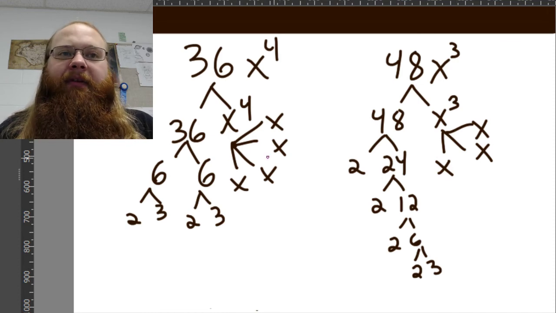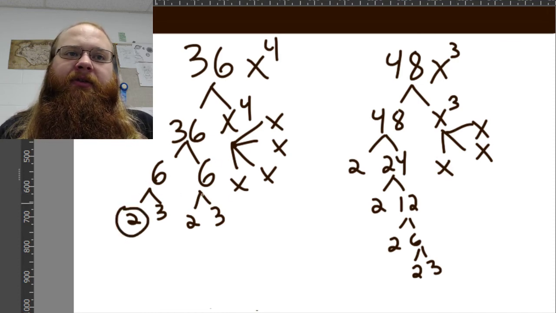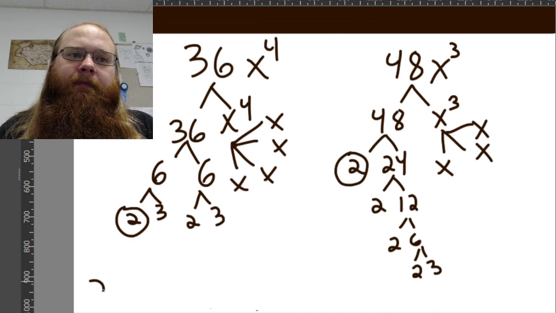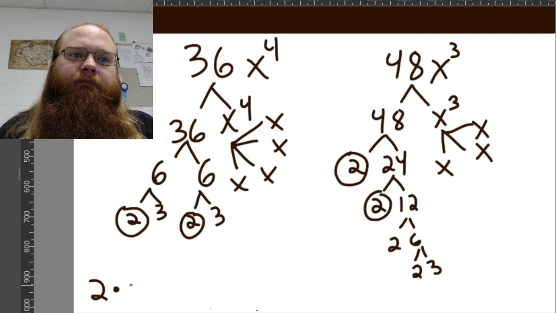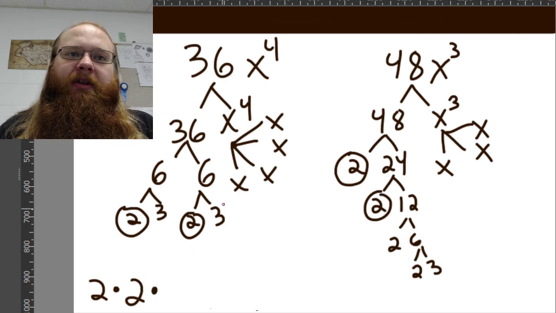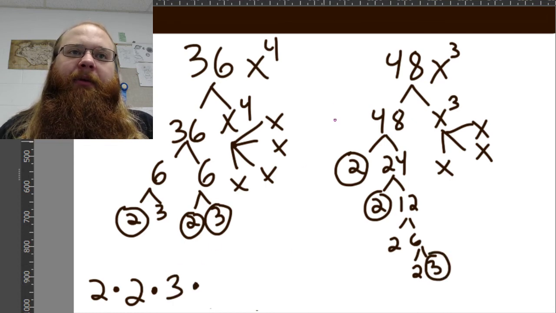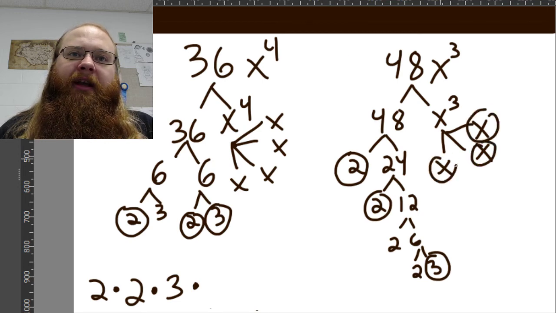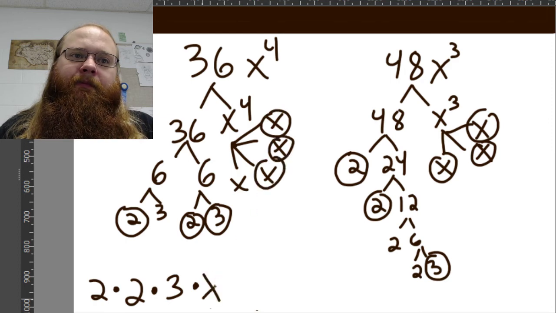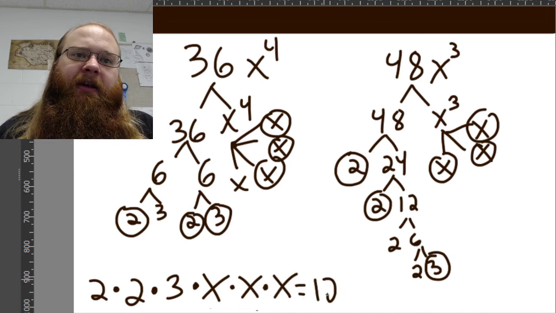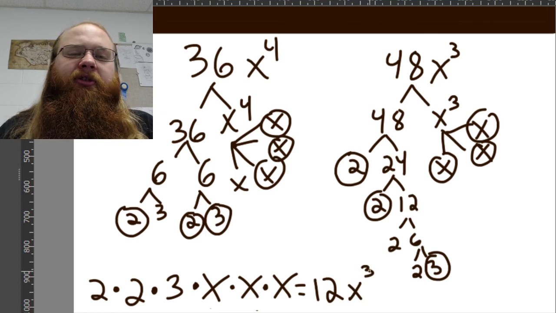So let's see what they have in common. Well, they each have a 2. They each have another 2. They each have a 3. And then again, we look at our exponents. 3 is smaller than 4, so that tells us that they're going to have 3 x's in common. So this is going to give us 12x to the third as our GCF.